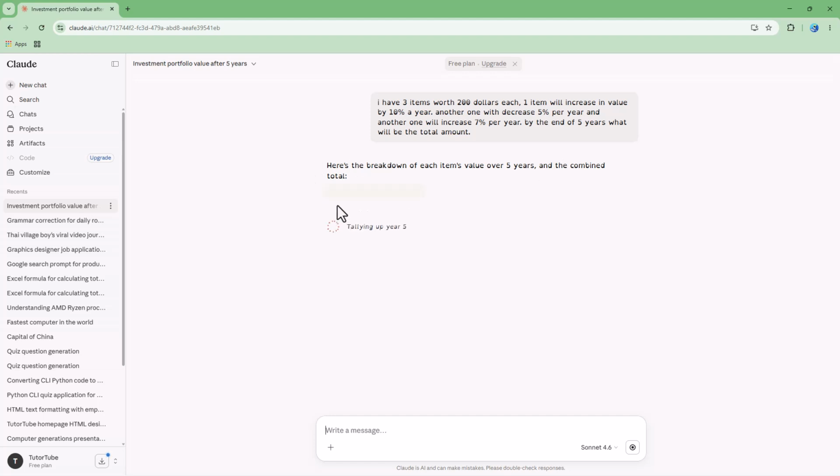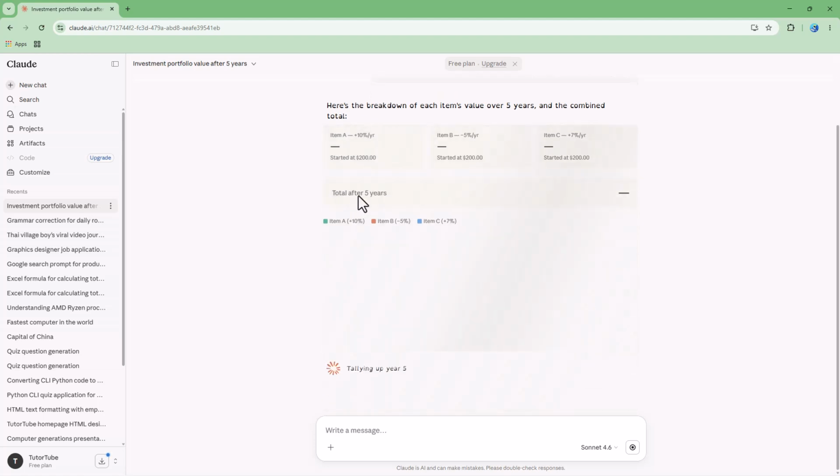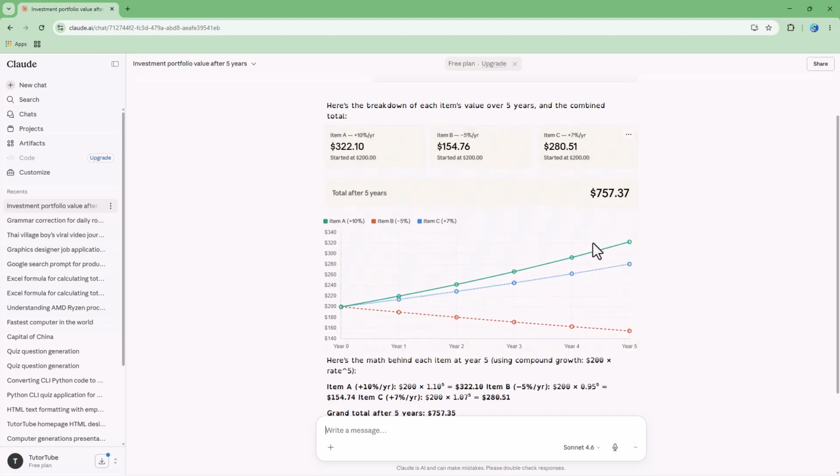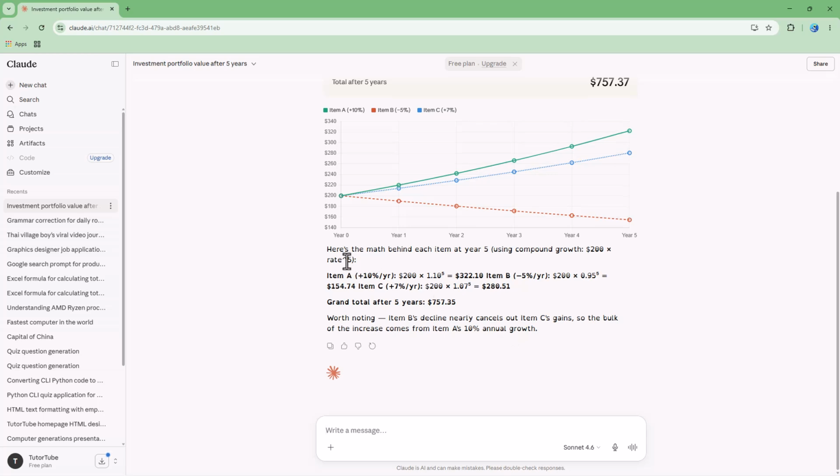So you can see it is plotting the growth curve and so forth, and it is giving me the calculation. So you can see there's item A, B, C right here, and then it is saying total after 5 years. So there's item A plus 10%, item B is minus 5, and you can see it gave me the graph right here just like this as well. And it says here's the math behind each item at 5 years using compound growth.